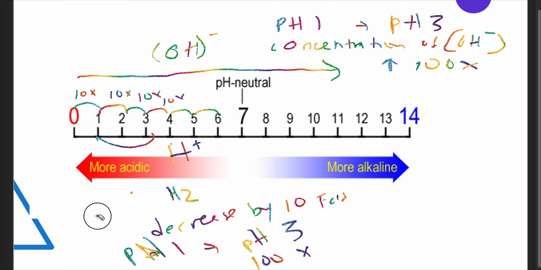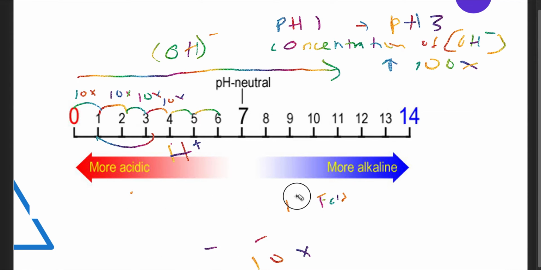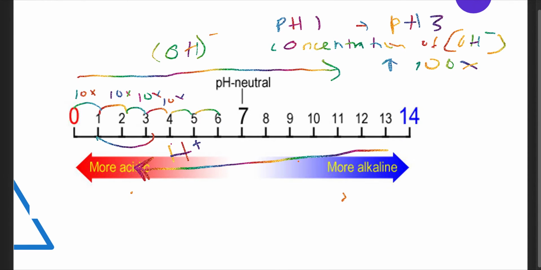So when we're talking about an acid, as you go lower, as you go from 14 to 0, the concentration is increasing. So for hydrogen, it's increasing going this way. As you go down the number scale, it's becoming more acidic, therefore the hydrogen concentration is increasing. As you go up the number scale, the hydroxide ion is increasing and it's becoming more basic. So it's pretty much doing the opposite.